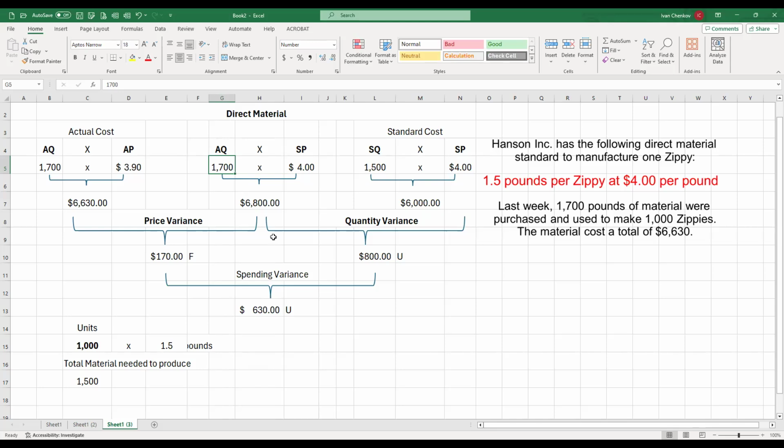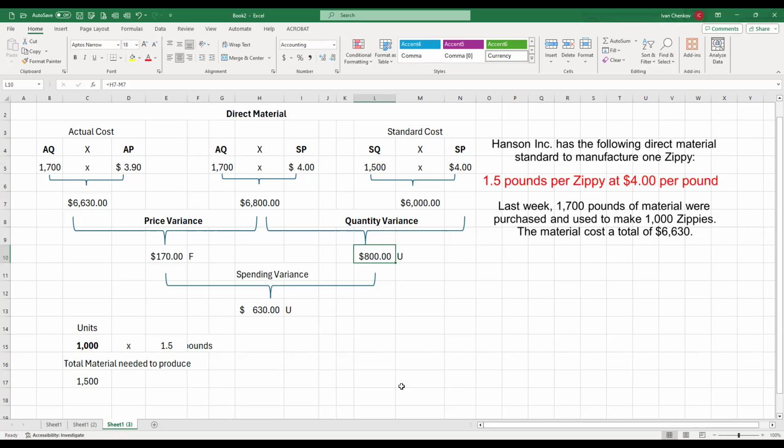How much more material are we using? 200 pounds more. How much is the cost per pound? It's right here, $4. So 200 times $4 is going to give us $800. So because we're using 200 pounds more material, that cost us $800 more. Make sense?